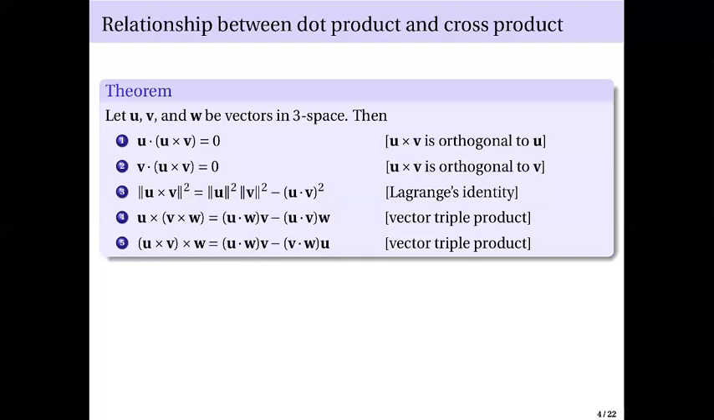These two identities, 4 and 5, are just for your information. At least in our case, we rarely see them in our examples, but it's good to know that we have these two identities, the vector triple product.